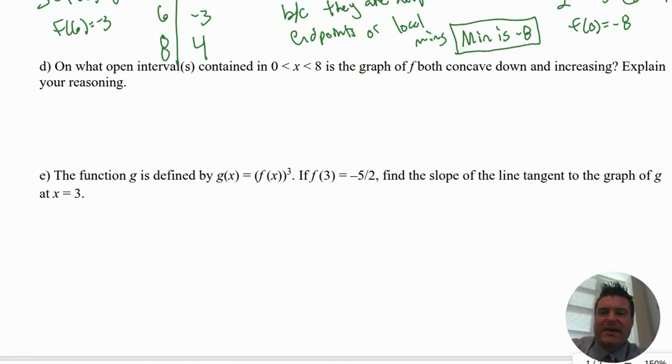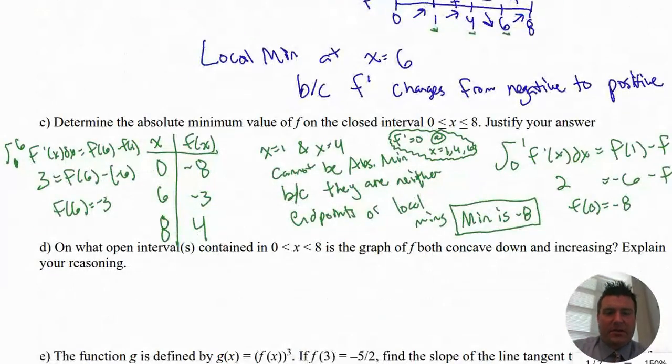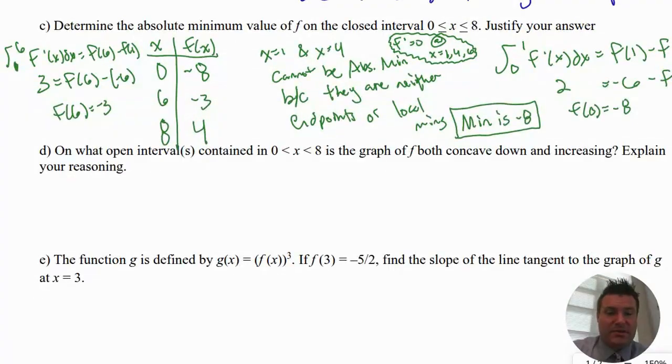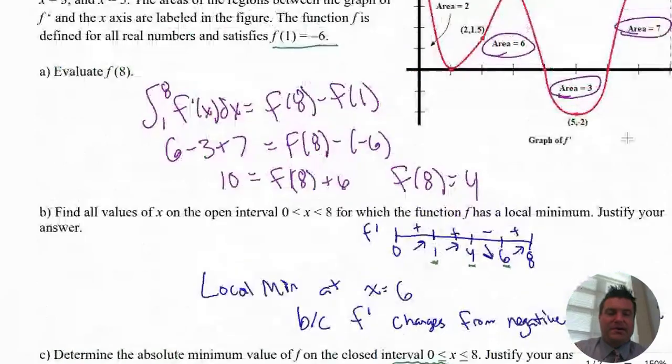Part D, this one's not as bad. What open interval contained in 0 to 8 is the graph of f both concave down and increasing? So this is looking for the graph of f. Since I have f prime, I care about when f is increasing, so I'm going to have f prime is positive. So I'm looking for f prime is positive. I'm looking for f prime is decreasing.